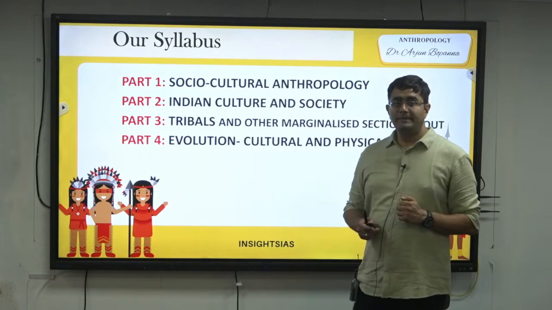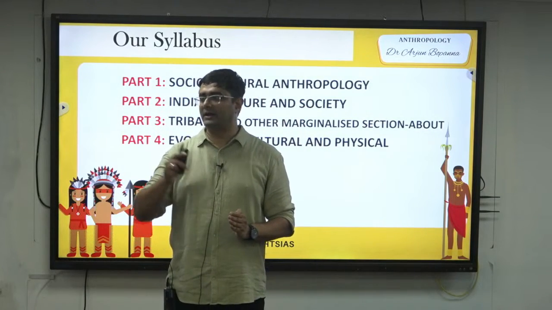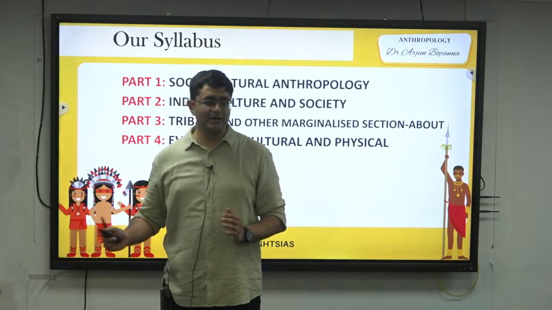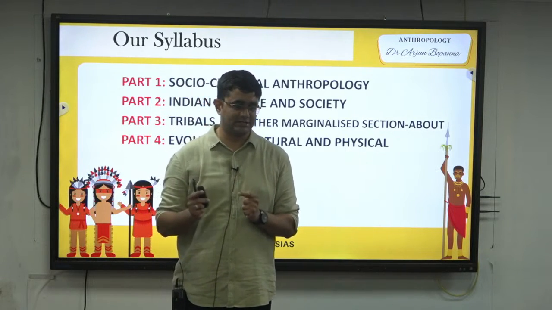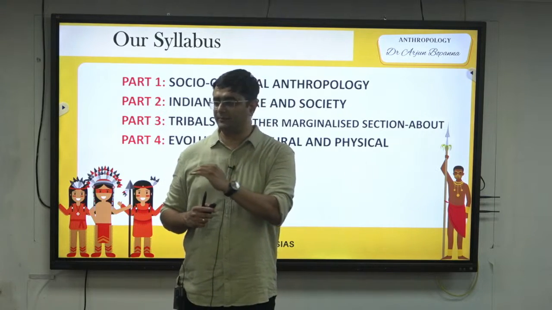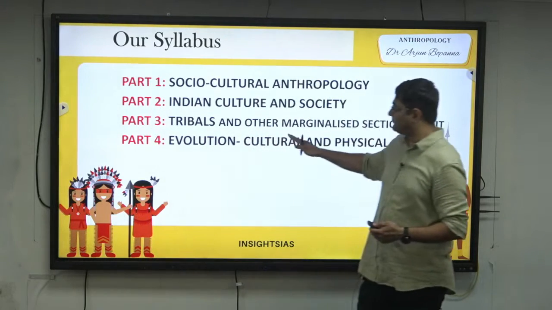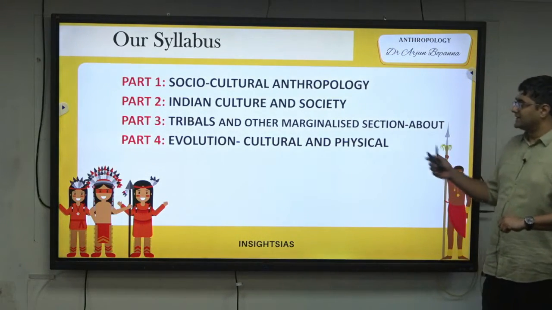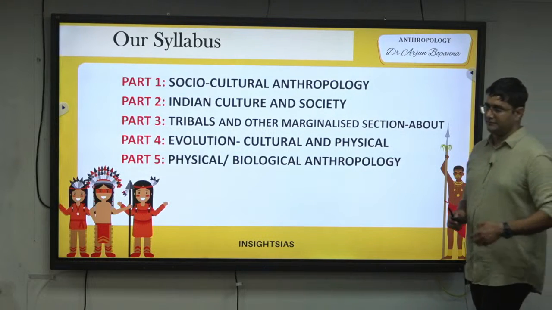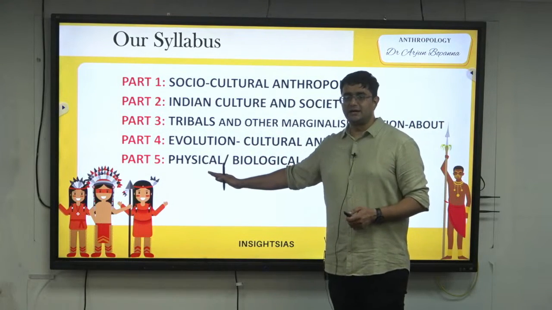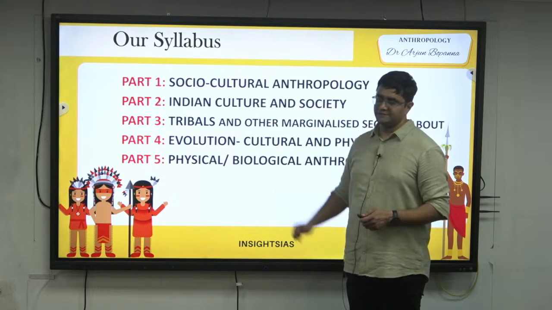Then part 4, we will be talking about evolution. We will be talking about physical evolution, and then we will continue with our cultural evolution. Both together if we are able to study, because both influence each other. Culture has influenced biology and biology has in turn influenced culture. So we study them together. So in part 4 of our syllabus, we will be discussing cultural evolution and physical evolution. And the last part, the 5th part, we will be talking about physical or biological anthropology. So this is how we will progress in our class.